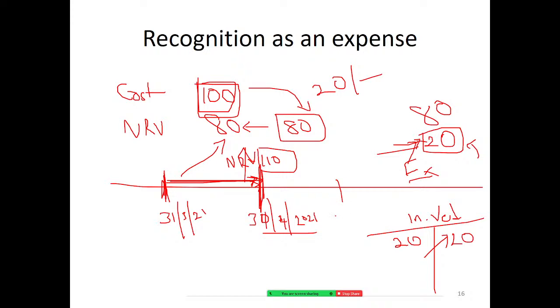In the next month, 31st May 2021, the value of inventory cost is 100, NRV is 90 rupees. Then we have to reverse again the 10, and after that 95, for example, on 30th June. So that time 5 rupees. So we have to reduce this 10 by 5. So like that, right? Any questions?